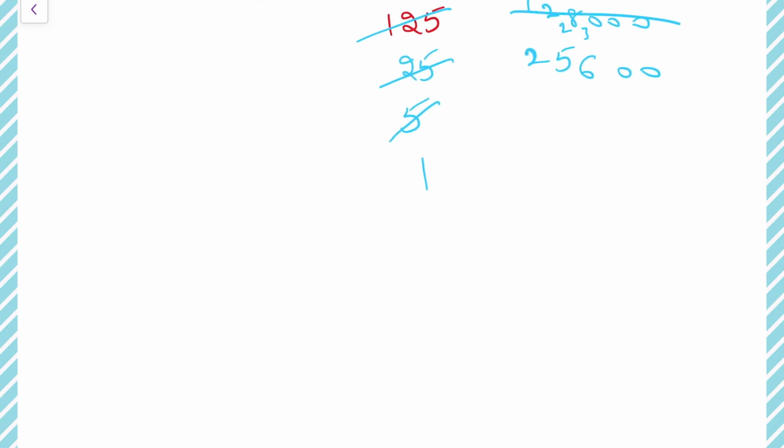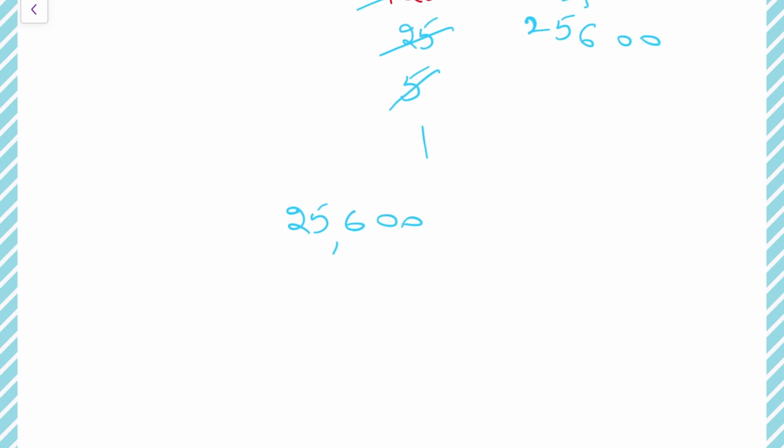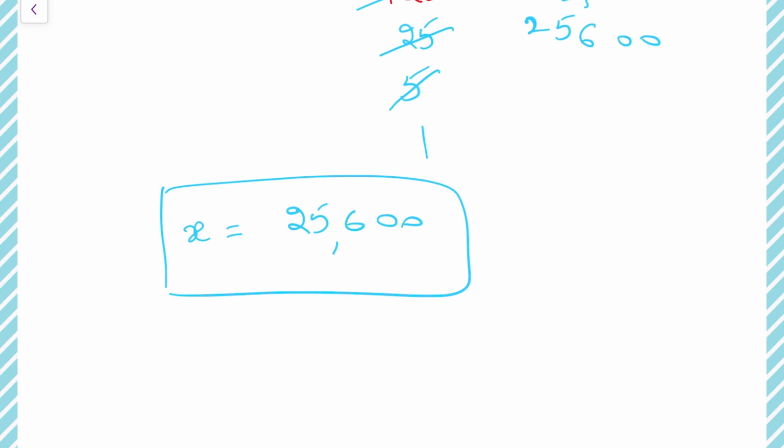So we will get 25,600, that is the x value. In the question he is asking just how many books he needs to produce, right? So the x value is enough. So 25,600 books he needs to print and he needs to sell those.